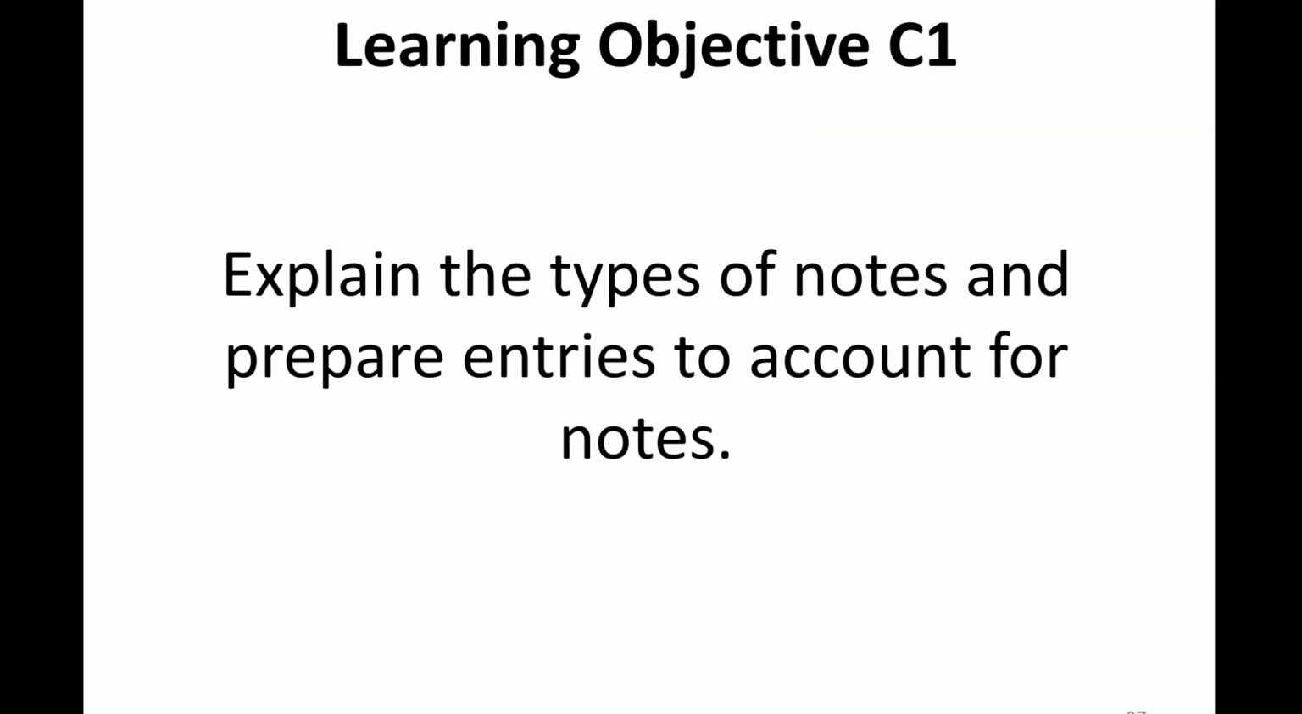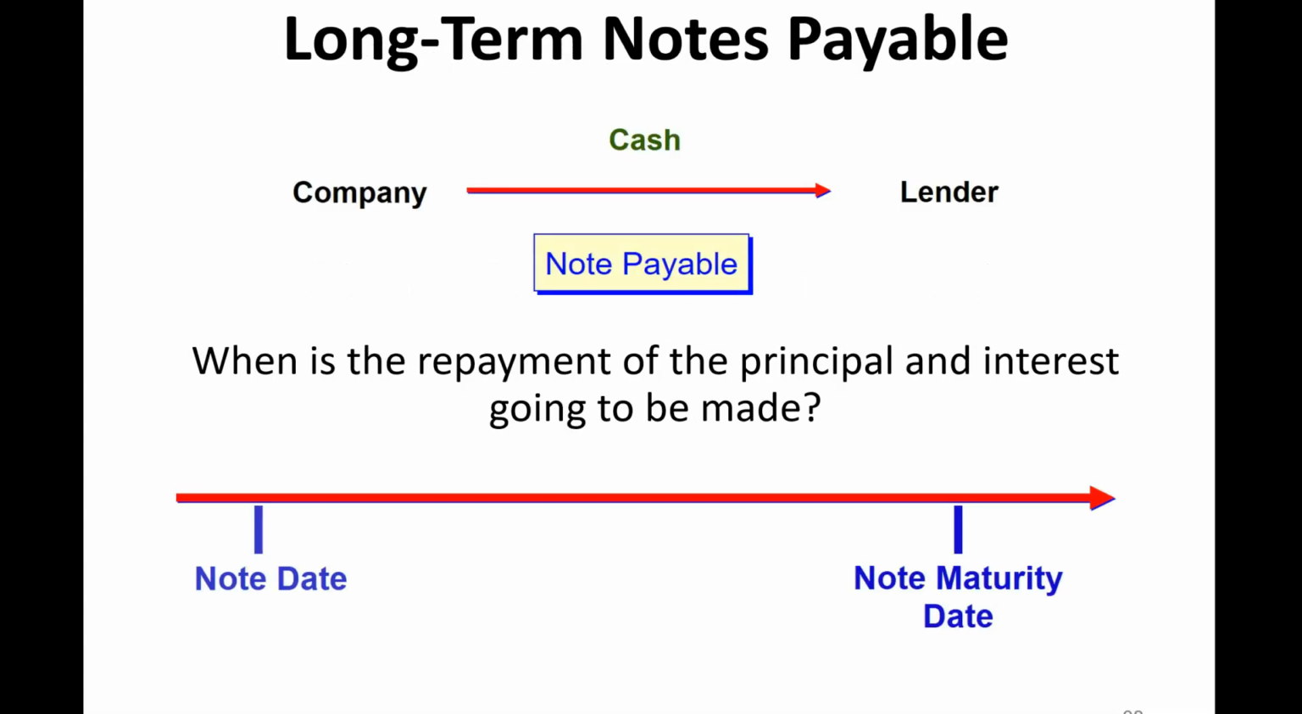Now we're going to explain the types of notes and prepare entries to account for these notes. So we've looked at long-term notes payable before and notes payable before. Most notes payable are long-term. They're more than a year. And the main difference between accounts payable and notes payable is notes payable has interest attached to it, and that there is a certain date that the interest and the amount is due.